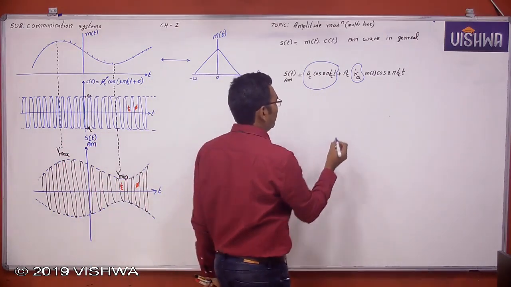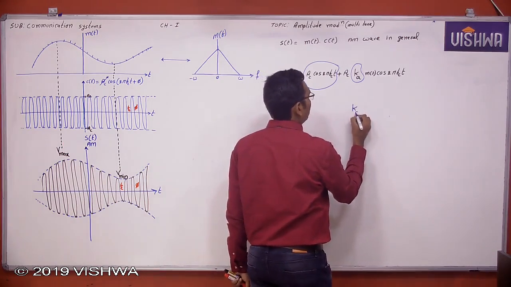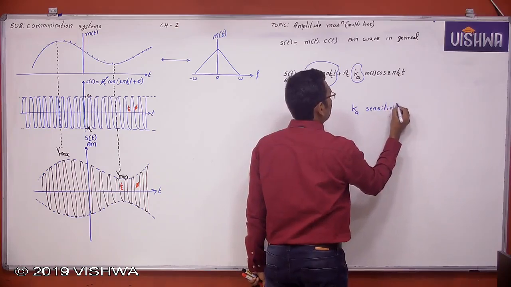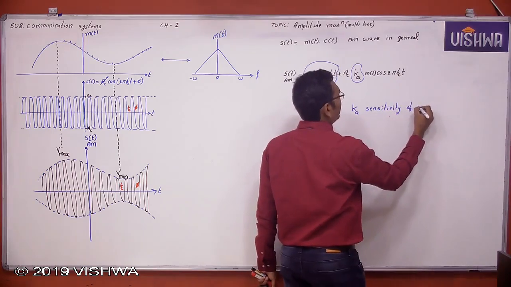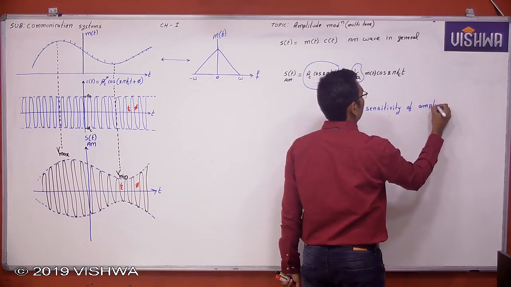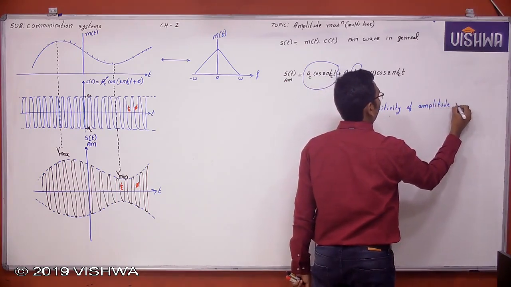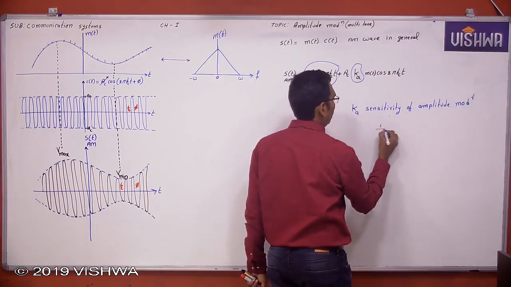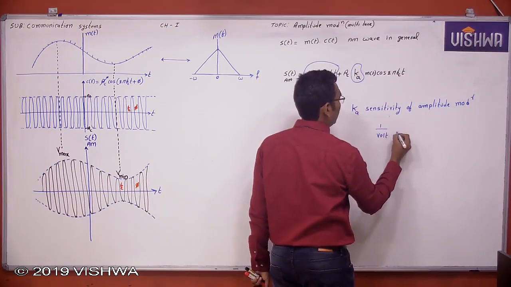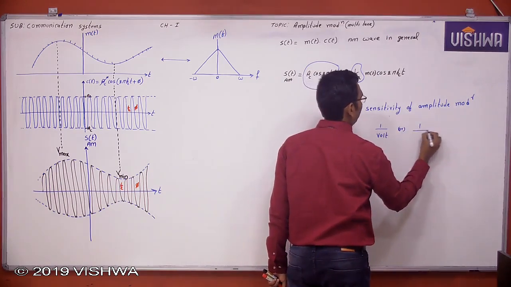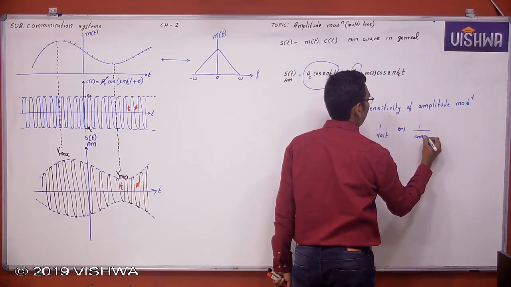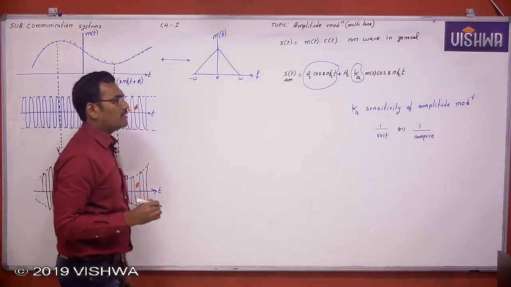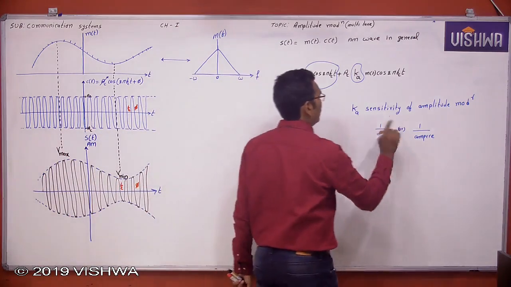Now what is K_a? K_a is nothing but the sensitivity of the amplitude modulator. The units are per volt or per ampere. This is the sensitivity of the amplitude modulator, the sensitivity of AM, per volt or per ampere.